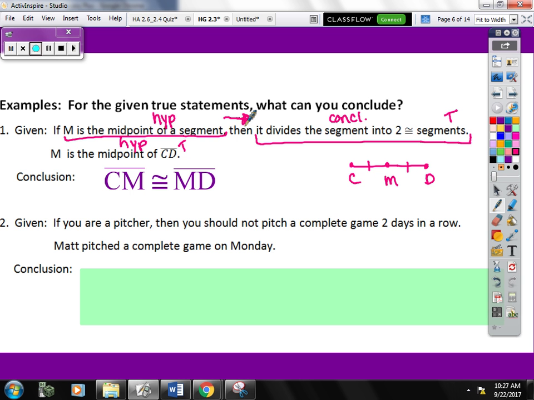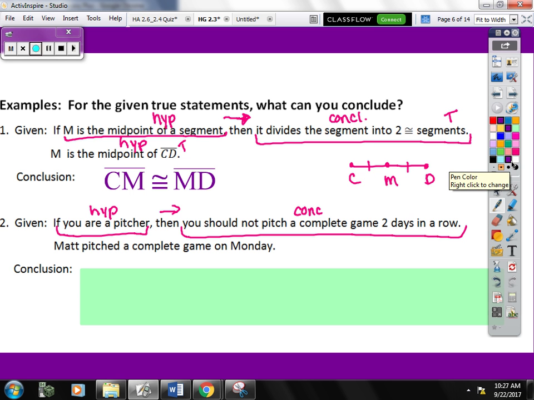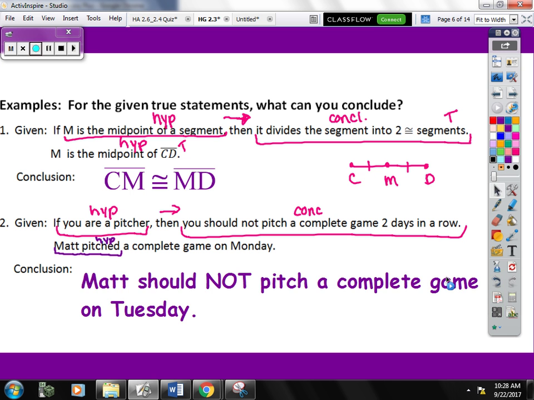Next one, if you are a pitcher, so that would be our hypothesis, then you should not pitch a complete game 2 days in a row. That's our conclusion. They also give me that Matt pitched a complete game on Monday. So Matt is a pitcher, which matches my hypothesis. And they're telling me he pitched a complete game on Monday. We can conclude that he shouldn't pitch a complete game 2 days in a row. So if he did pitch on Monday, he should not pitch on Tuesday. So Matt should not pitch a complete game on Tuesday.